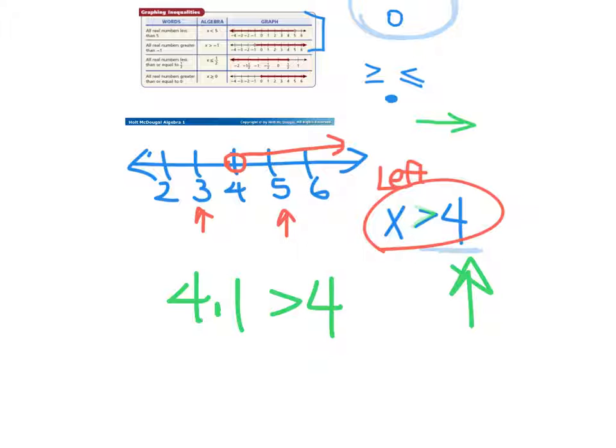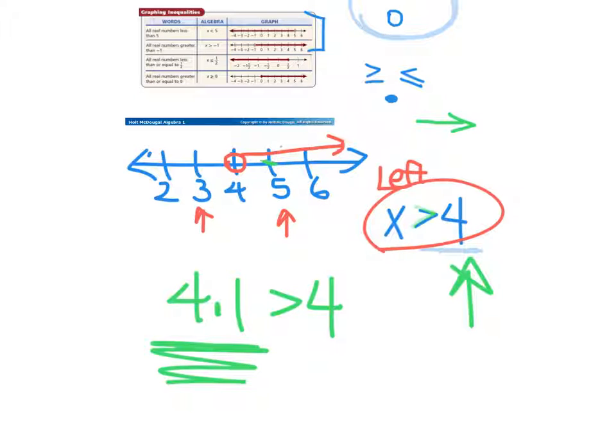Too many times I see students tempted to put the circle on the 5, thinking that 5 would be the first answer. But remember, we can have a decimal. That would be a true statement. So this is why we always start our circle on the number in the inequality.